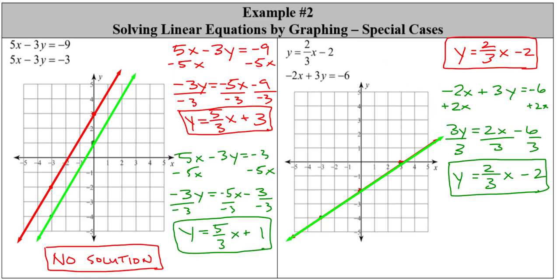And if you haven't guessed already, if we have the same line, what do you guys think? All real numbers. That means no matter what value we put in, because they're the exact same equation. So anytime you see something like that, the same line, we're going to have all real numbers. Parallel lines, we're going to have no solution. So that's pretty much it in a nutshell for linear equations.